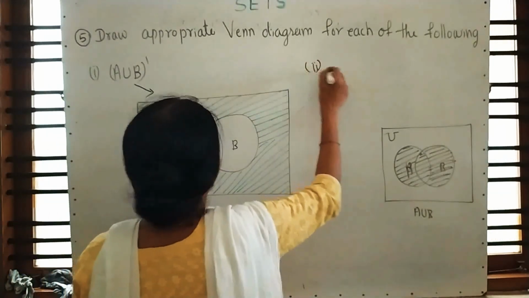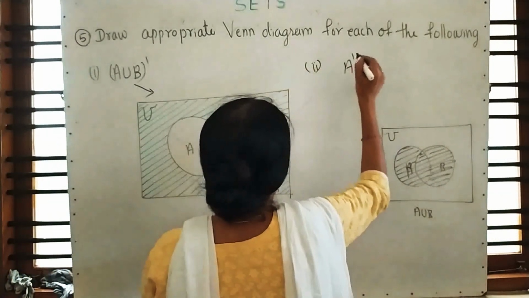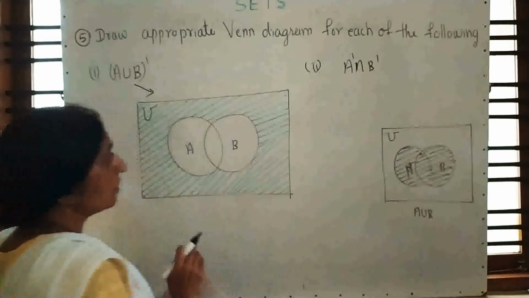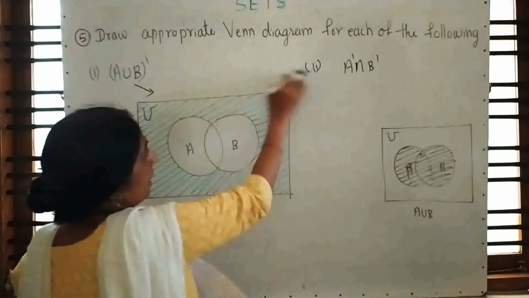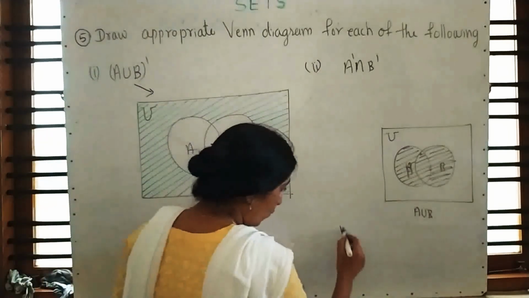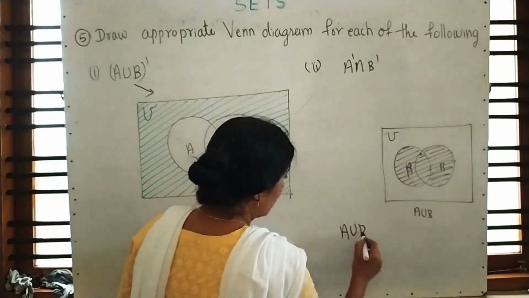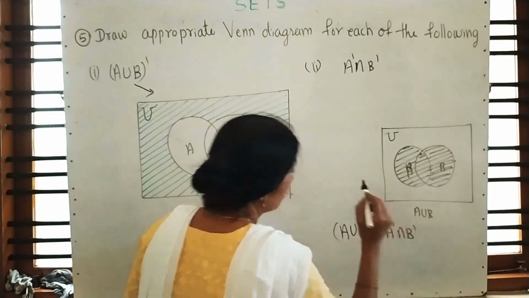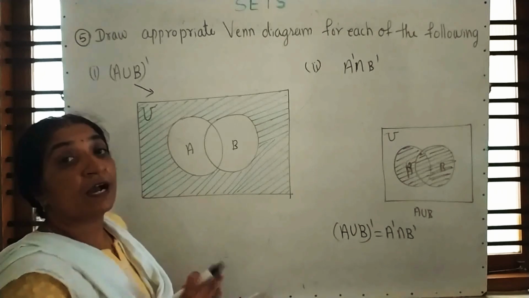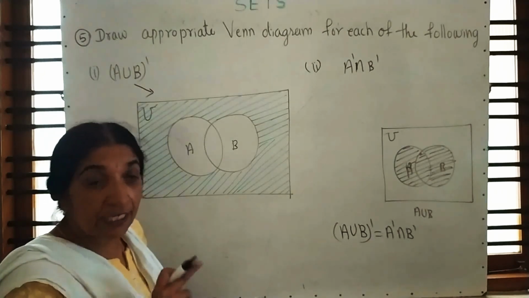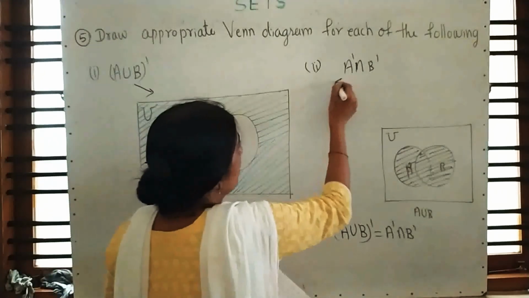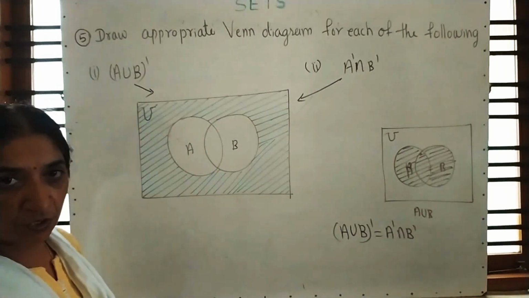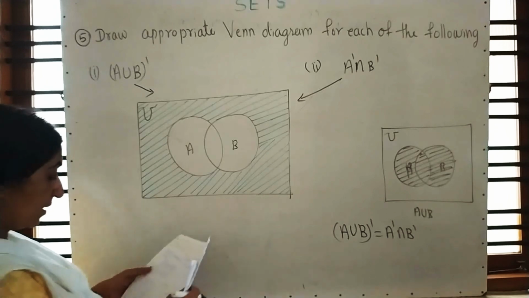In the second one they are asking A complement intersection B complement. Students, have you observed, are they related anywhere? Yes, we have the formula. A union B complement is nothing but A complement intersection B complement. That means they are equal. You have studied this in De Morgan's law. So for both, the figure will be the same. Understood? For both the figure will be the same.